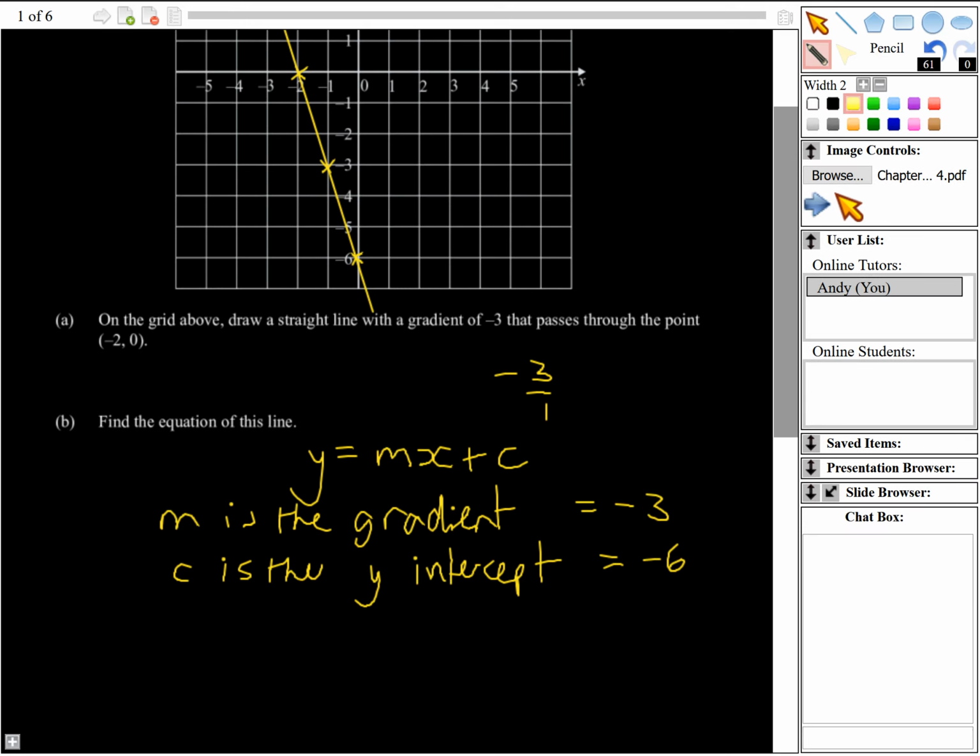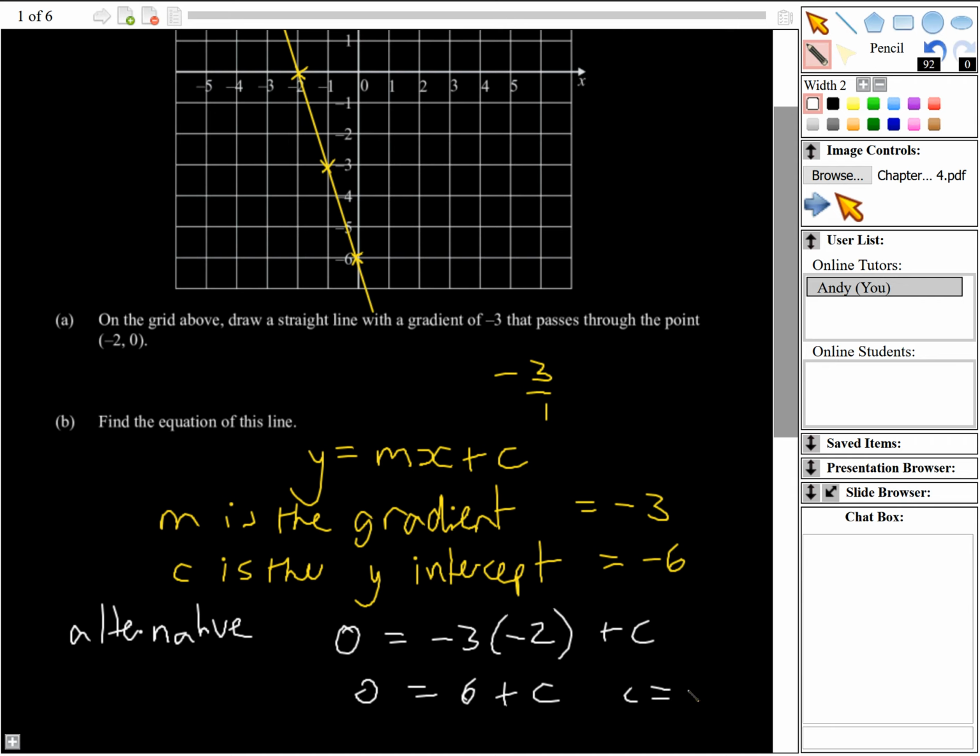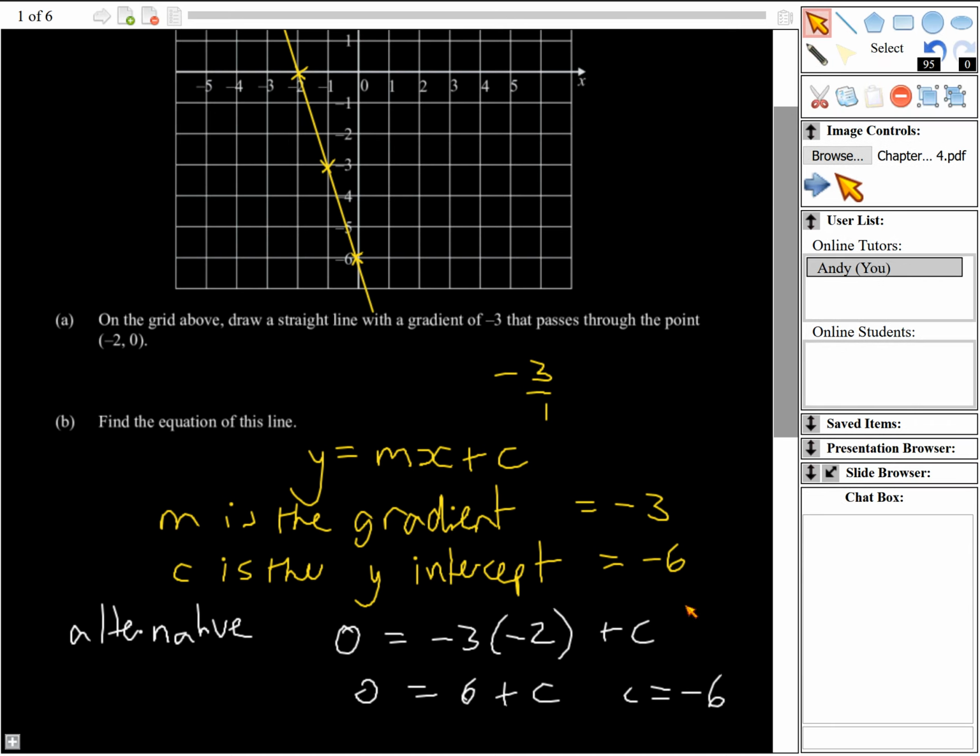Okay. Now, we could, if we wanted to, have done it another way. Once we knew the gradient here, we could just use a point on the line. So as an alternative, we could just use the equation y equals mx plus c, and put in our values. This value is x, -2, this value of y is 0. So we could say 0 is equal to -3 times -2 plus c. And we get 0 is 6 plus c, and we therefore get c is -6. So either way, working this out, we get that c is -6.